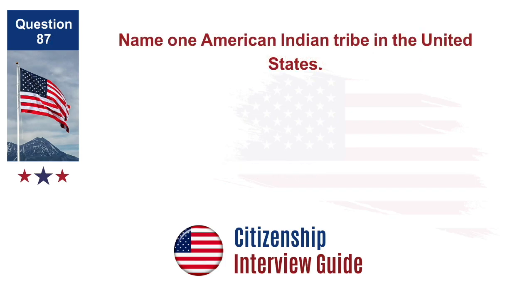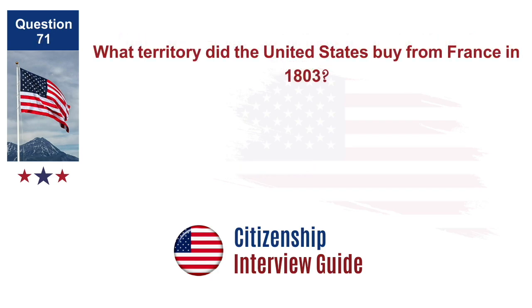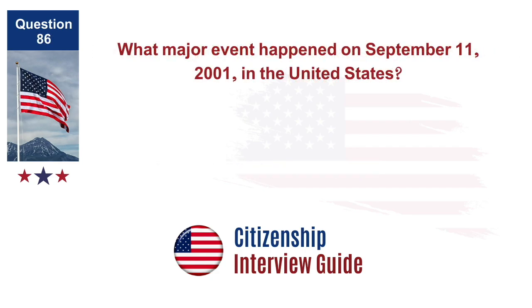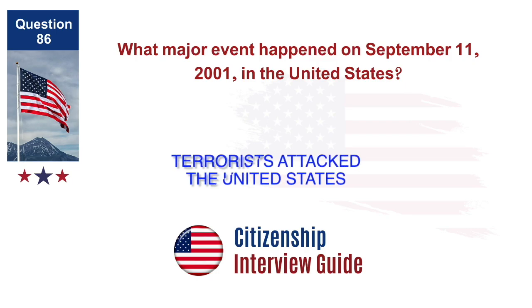Name one American Indian tribe in the United States. Cherokee. What territory did the United States buy from France in 1803? The Louisiana Territory. What major event happened on September 11, 2001 in the United States? Terrorists attacked the United States.